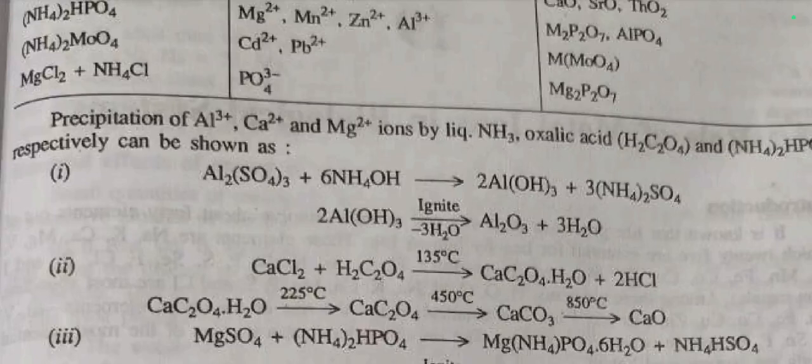Second, CaCl2 plus H2C2O4 at 135 degrees Celsius changes to CaC2O4.H2O plus 2HCl. CaC2O4.H2O at 2 to 5 degrees Celsius changes to CaC2O4, which at 450 degrees Celsius changes to CaCO3, which at 850 degrees Celsius changes to CaO.